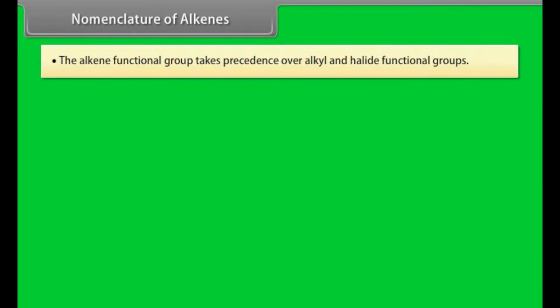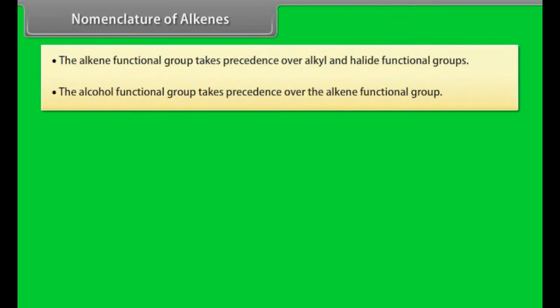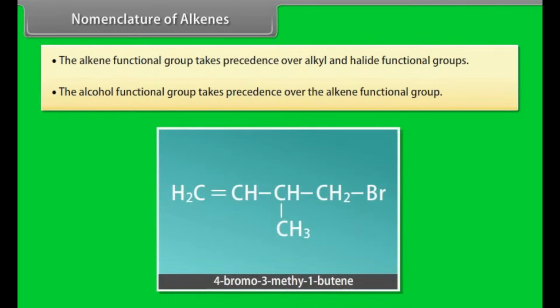Step 5. The alkene functional group takes precedence over alkyl and halide functional groups. Step 6. The alcohol functional group takes precedence over the alkene functional group. 4-bromo-3-methyl-1-butene.